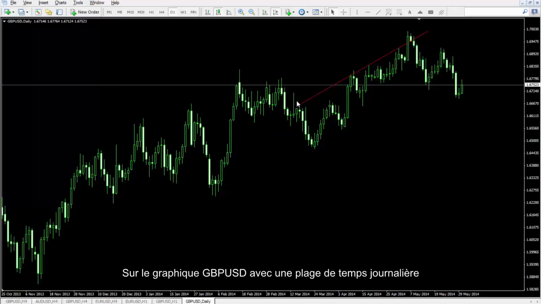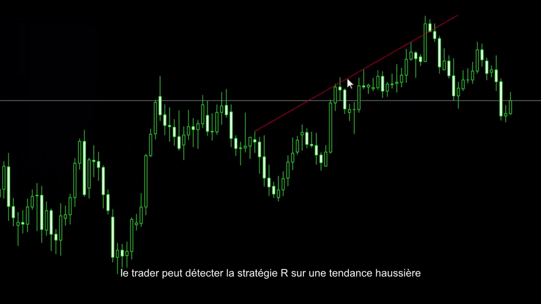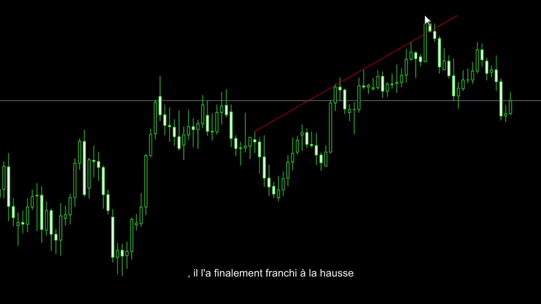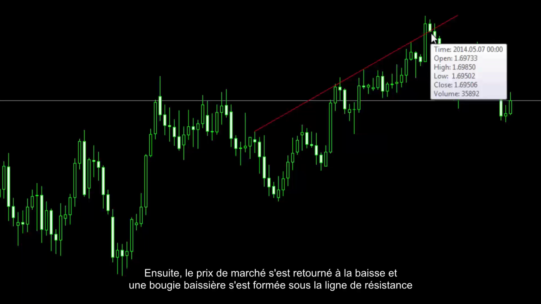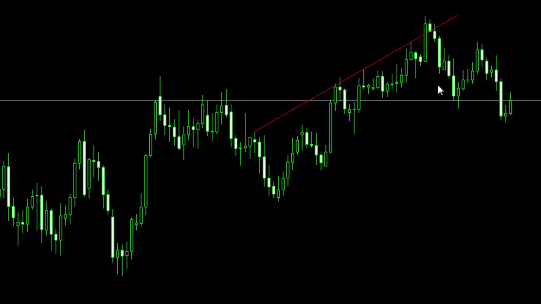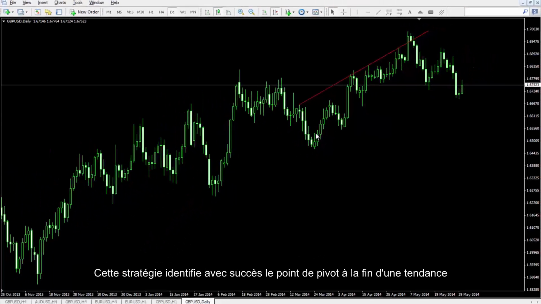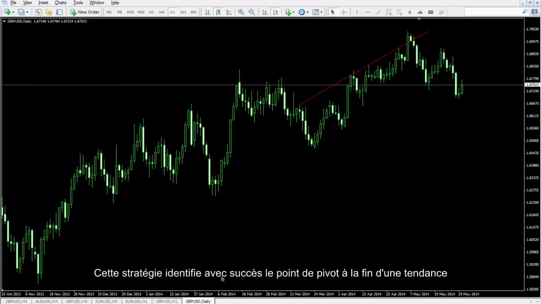Thus, a trader could place a sell order. British pounds against US dollar chart on a daily time frame. A trader can detect the R strategy on an uptrend. After the market price had hit the resistance line 3 times, finally it has crossed it towards the top. Then the market price returned towards the bottom, and a bearish candle formed below the resistance line. A trader could place a sell order below this candle. This strategy successfully identifies the pivot point at the end of a trend.